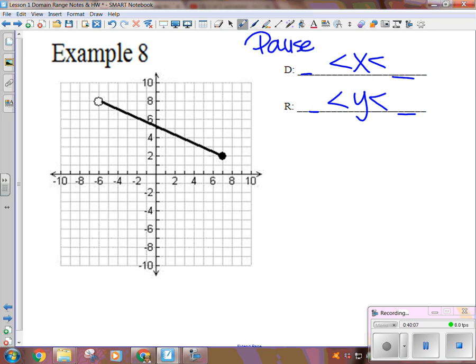Okay, this one starts and stops. So you want to think about it: it has open circles, it has closed circles. You can focus on lowest to highest. You might want to find your points. Those are helpful to show you the numbers. And pause the video, see what you come up with.